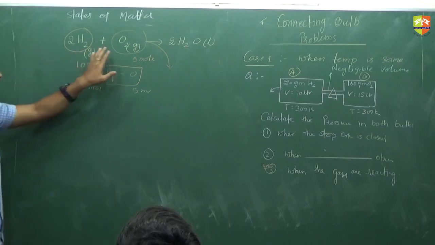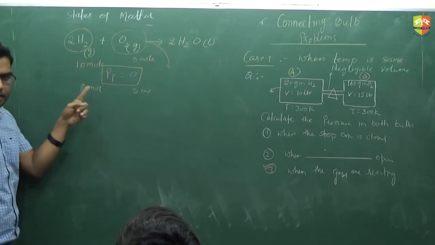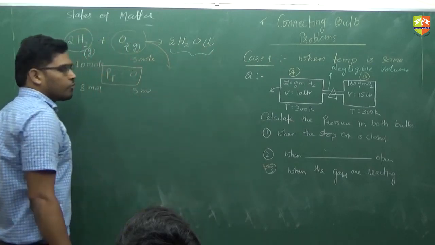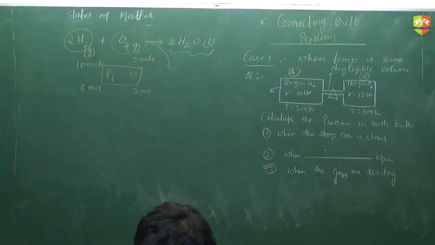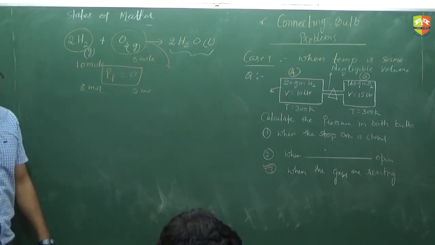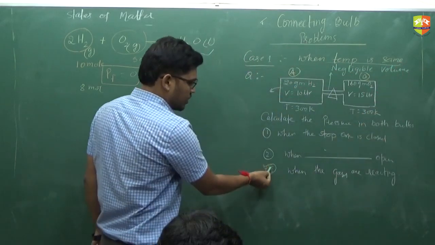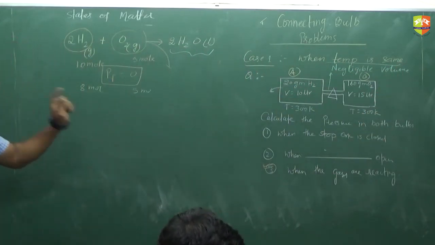In this case, there is no limiting reagent, meaning the reaction is complete. There is only water present in the container, so we cannot find the pressure. In that case, the pressure will be zero, correct? This is one type of question. Generally, two types of question you'll get. Once the temperature is the same in both containers, three different questions we'll discuss. This is the only three possibilities we have.